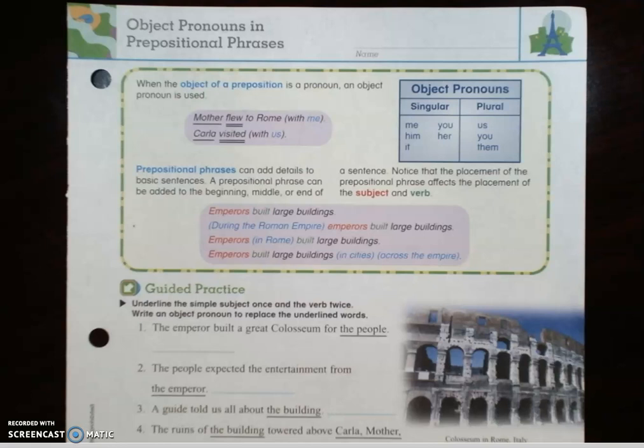Today is Wednesday, May the 13th, and today we're going to be working on page 273 and 274. The title of our lesson is Object Pronouns in Prepositional Phrases.